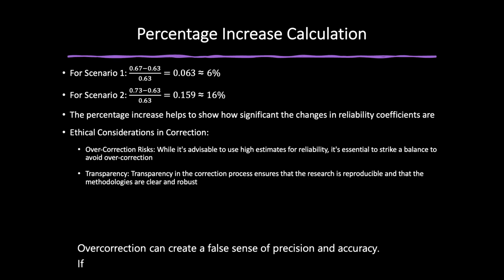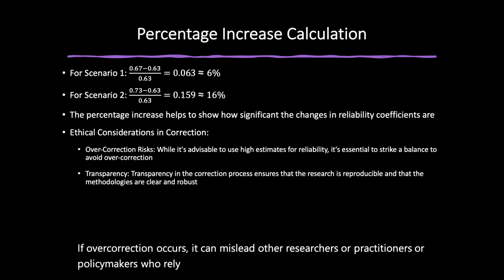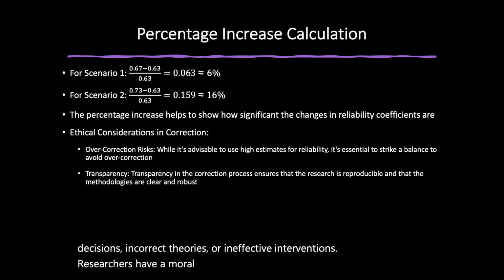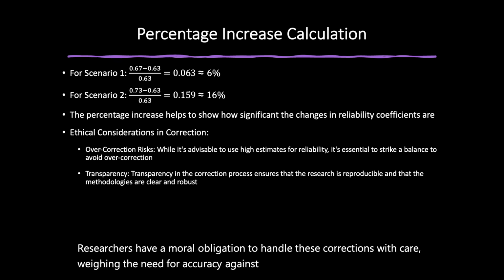If overcorrection occurs, it can mislead other researchers or practitioners or policymakers who rely on this information. This, in turn, can lead to wrong decisions, incorrect theories, or ineffective interventions. Researchers have a moral obligation to handle these corrections with care, weighing the need for accuracy against the risk of overestimating the relationships in question.